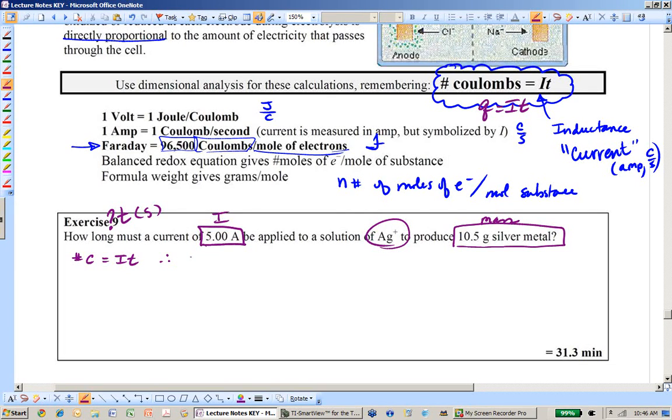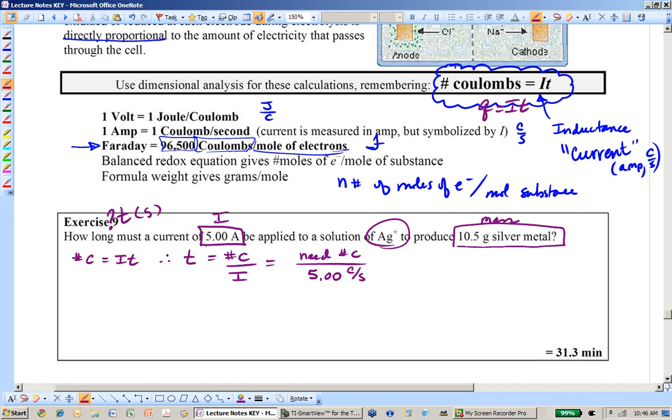So what am I looking for? I'm looking for time. So I'm going to isolate time. So time is number of coulombs over the current, which is symbolized by I. So I know I, but I need the number of coulombs. Because I know that the I is 5.00 amps, which is a coulomb per second, which is how I'm going to end up getting seconds out of this to begin with. All right, so I'm going to take a little aside so that I can get those number of coulombs.